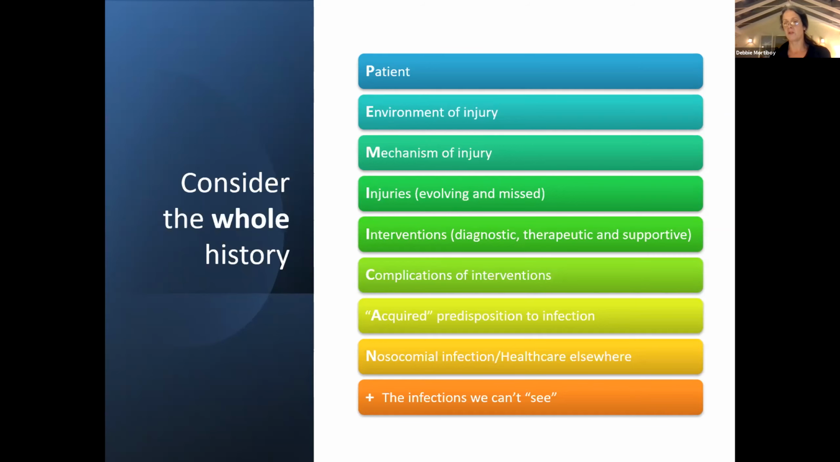We move then on to A, the acquired predisposition to infection. That's quite a tricky one, really. We do know that trauma itself and the physiological insult will lead to relative immunosuppression, but so too will things like blood transfusion. Quite subtle, but we just need to think about that as upping the risk of infection, and things like steroid usage for ARDS a little way down the line can cause problems.